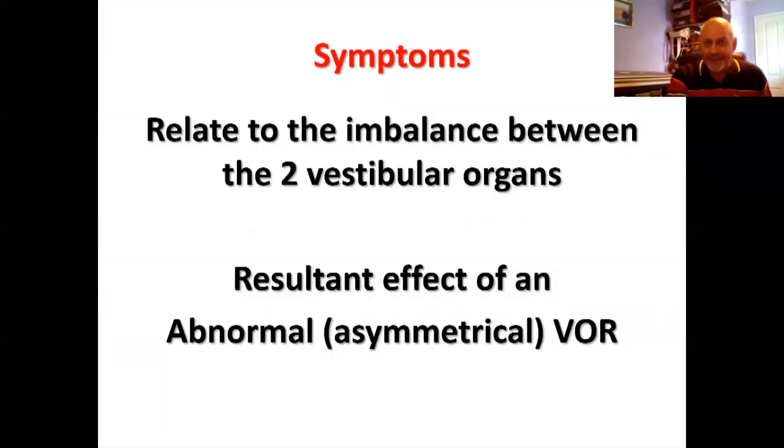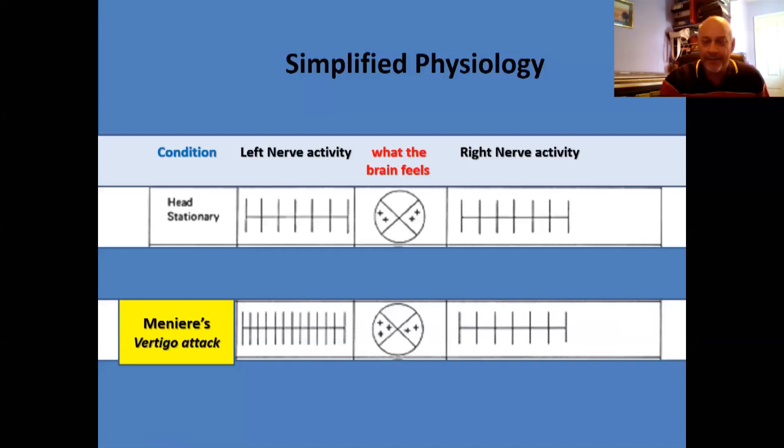So I'll put that slide back. The symptoms relate to the imbalance between the 2 vestibular organs, because you get an abnormal or asymmetrical VOR, which is what all those things were showing. That will show up in your eyes. So when you're having a Meniere's attack, your eyes are moving.